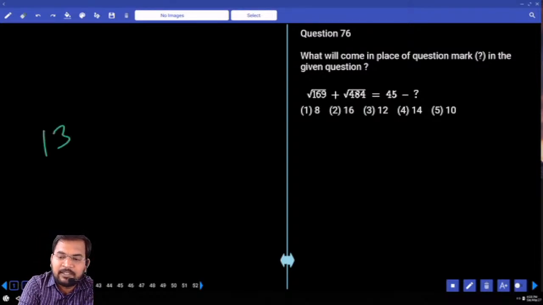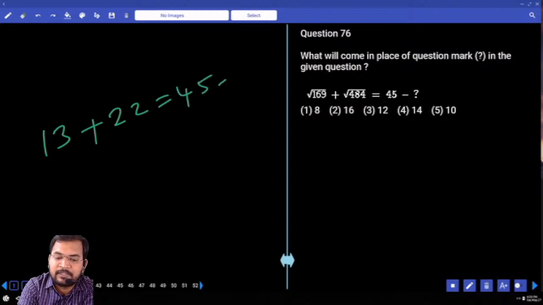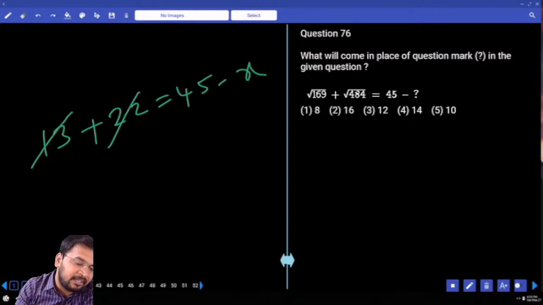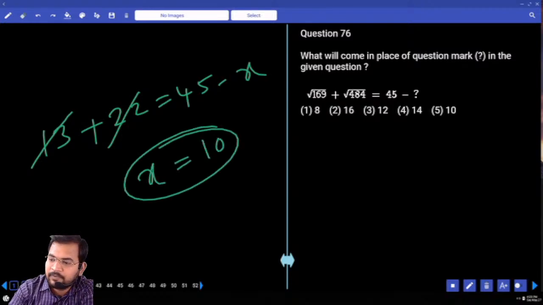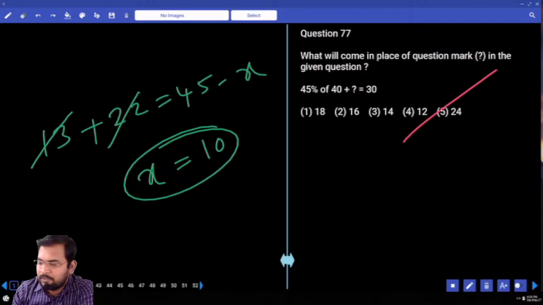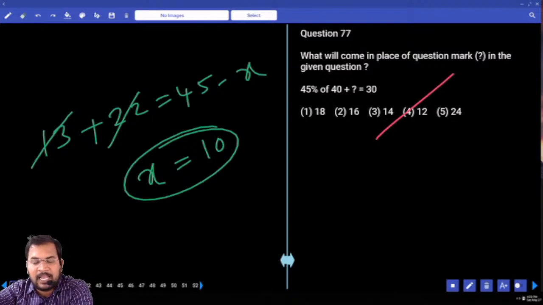13, 22, 45, minus x. Together is 35. If you subtract 35 from 45, 40% of 40, 18. If you subtract 18 from 30, your answer is 12.